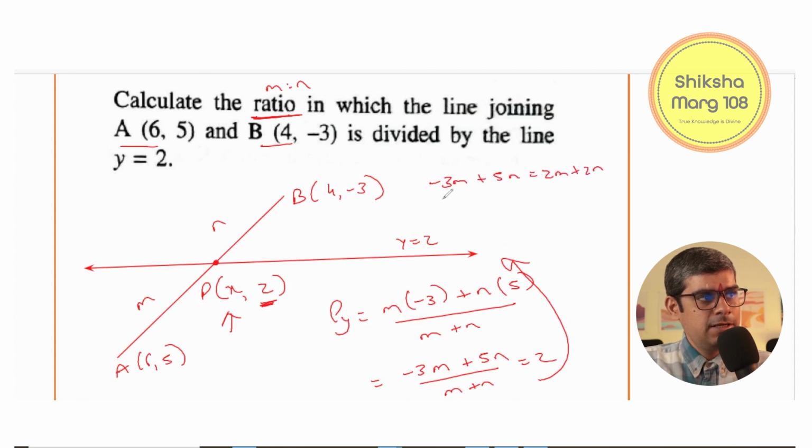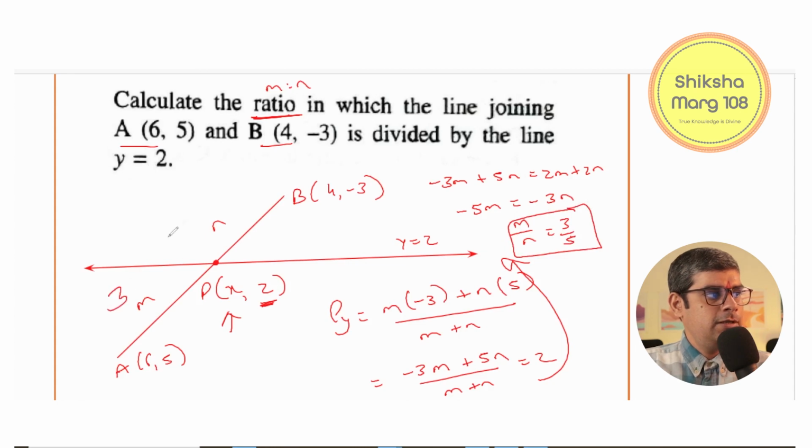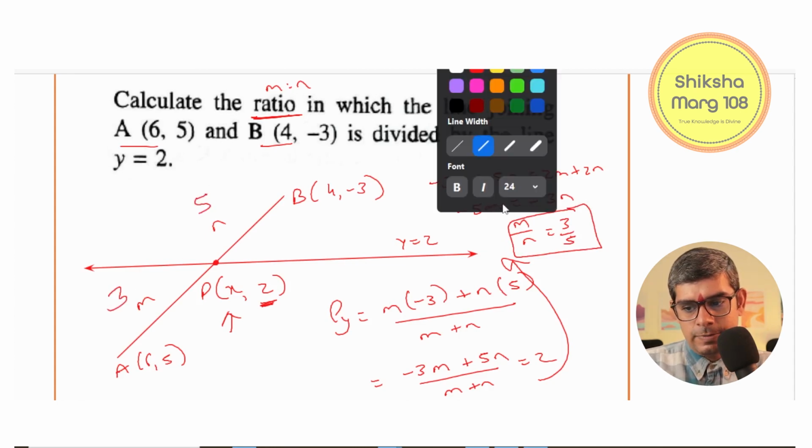I hope that's making sense. Minus 3m over here becomes negative, so that's going to be minus 3m minus 2m, minus 5m, and this thing goes over there, becomes 2n minus 5n. That's going to be minus 3n. So negative sign goes away. That's all good for us. M over n is 3 over 5. That's the ratio for us. This is 3 as well. All right, so pretty straightforward.